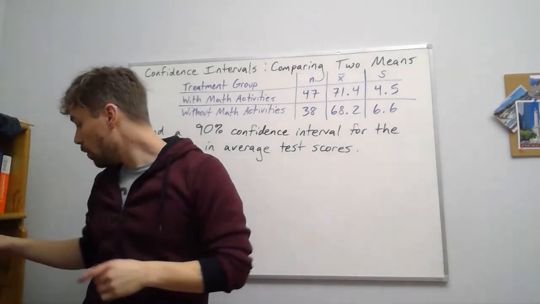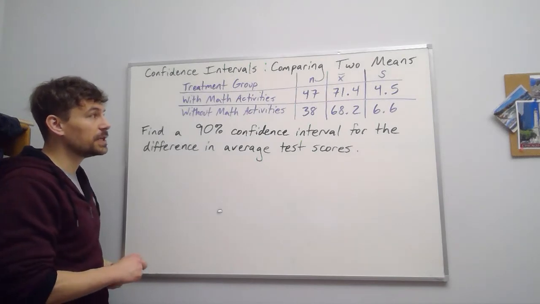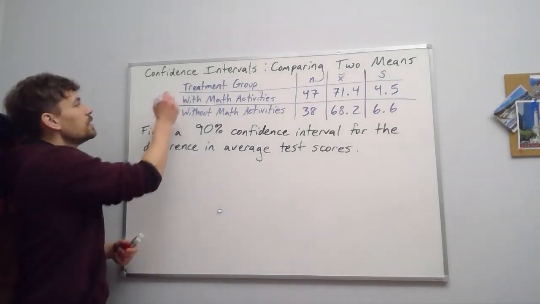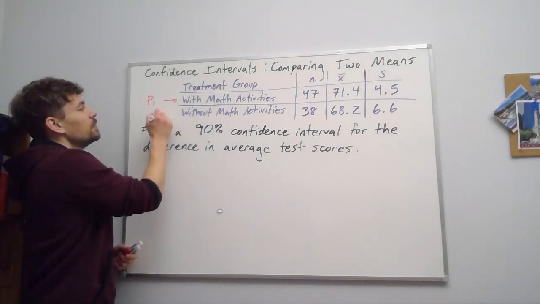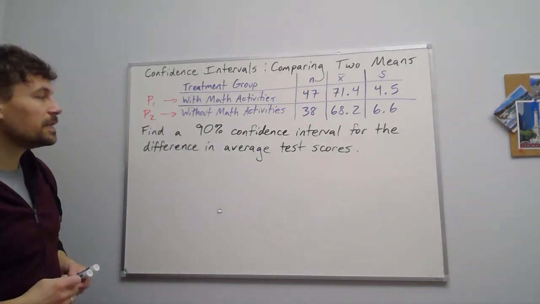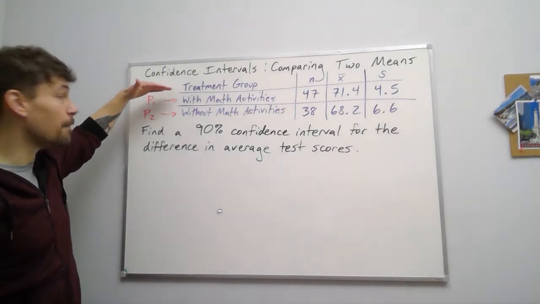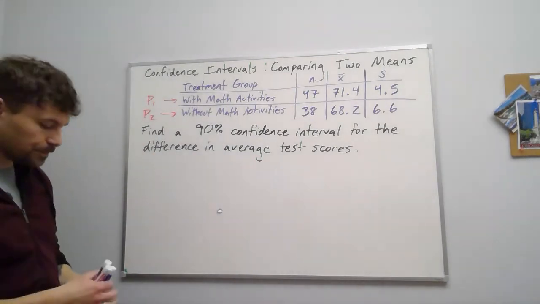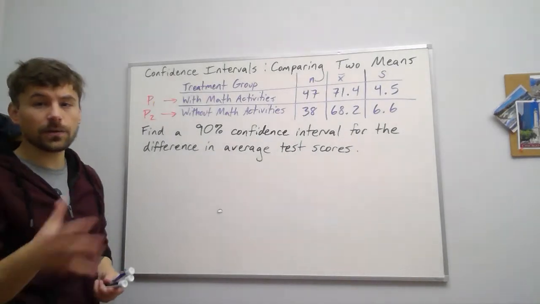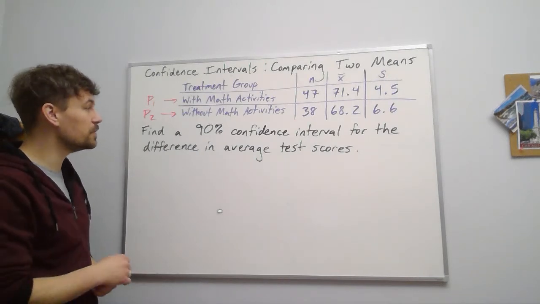So what we're hoping to find is some prediction for what mu1 minus mu2 is, where let's call this population 1 and this population 2. We're hoping to find a confidence interval for the true average for those with activities minus the true average for those without. Instead of going by hand, we're going to think about which function in our calculator we would use.